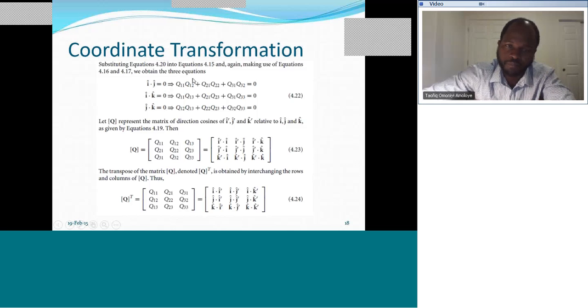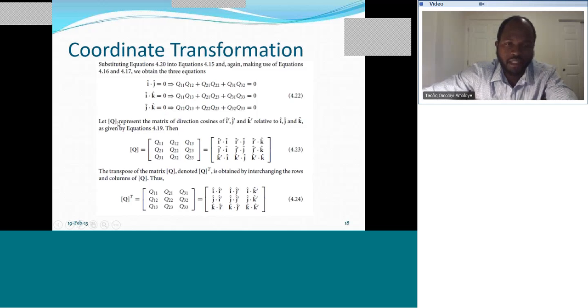That means the addition of the products of these projections of the vectors on themselves will be equal to 0. So we have this to be true, that to be true, and that to be true.